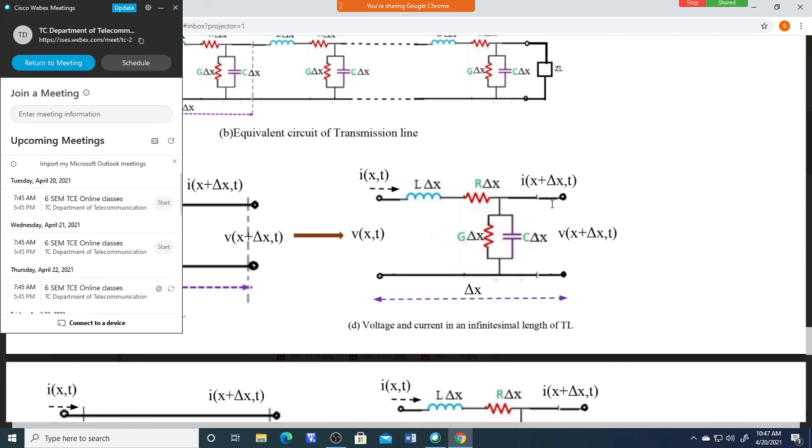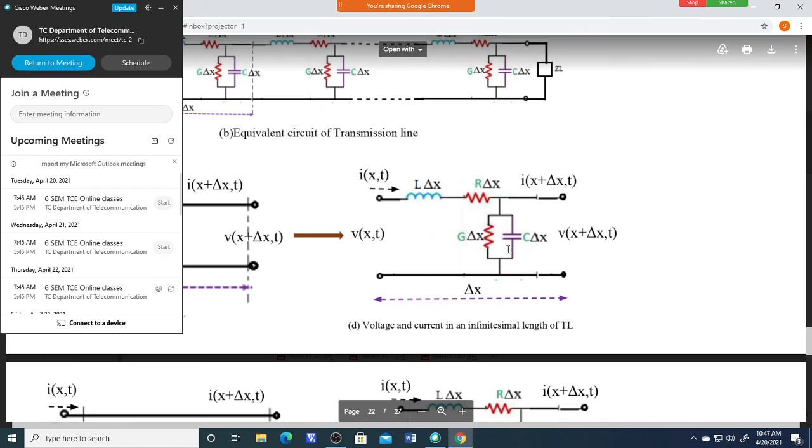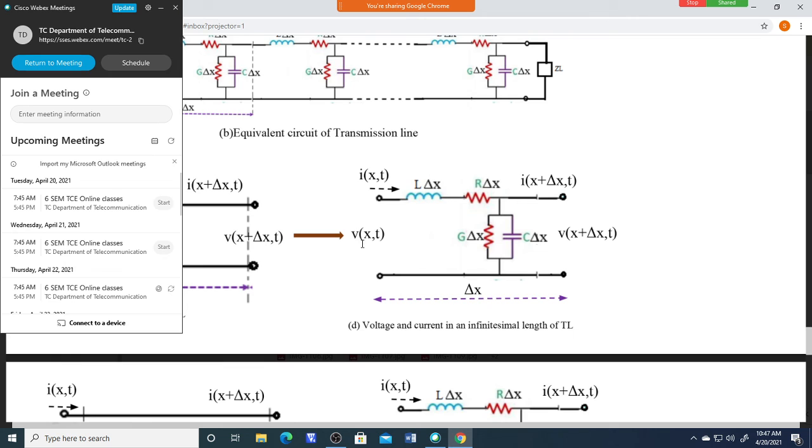What is the voltage across these two terminals? That we have to find out, because we have taken a very small transmission line, we can apply Kirchhoff's voltage law or Ohm's law, because we have not taken the entire transmission line. We took a small elemental length, so we can apply Kirchhoff's voltage law or current law. Now to find out this voltage, this is a network. Our signal V of x comma t is applied here, and it passes through this. This is the output. What is the output?